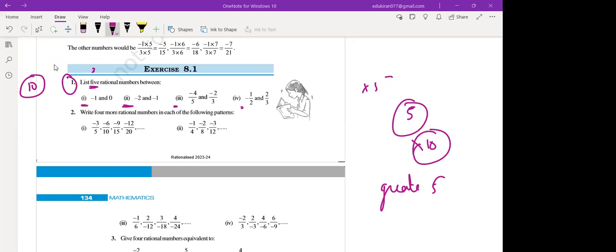We can multiply with any number. But as they have asked you to find 5 rational numbers, take any number which is greater than 5. You can take 6, 7, 8, 9, 10, 11, 12, any number, but it should be greater than the number given over here. In case they ask you to find 10 rational numbers between, then you can take any number greater than 10.